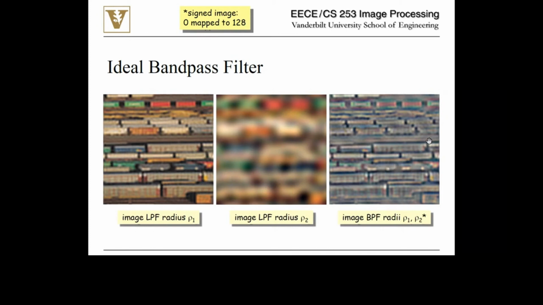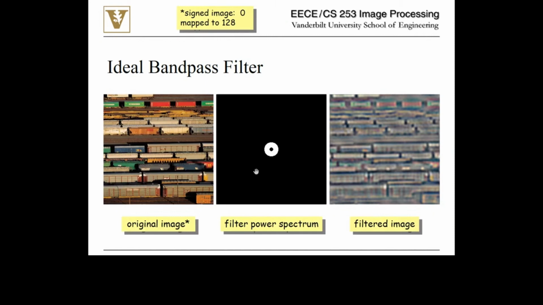So this is a bandpass filter, and you are focusing on some particular range of details. You are losing the very low details, you are losing the very high details, and you are keeping details of some particular size. And this is the filter power spectrum. So this is the power spectrum of the filter.